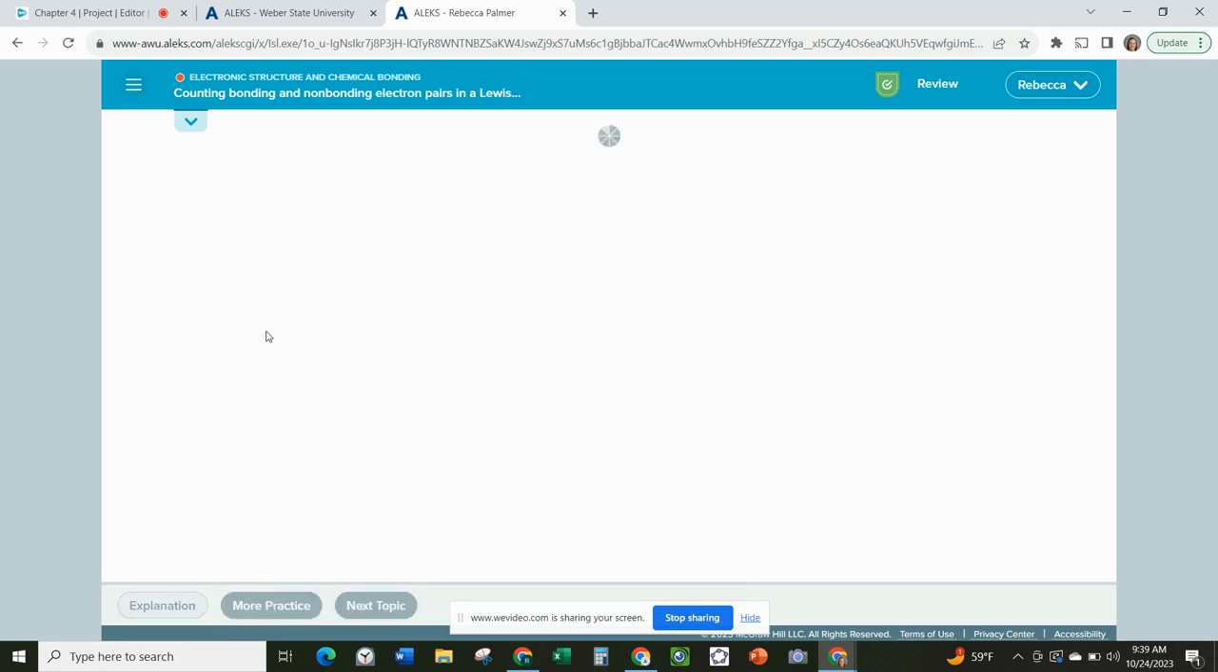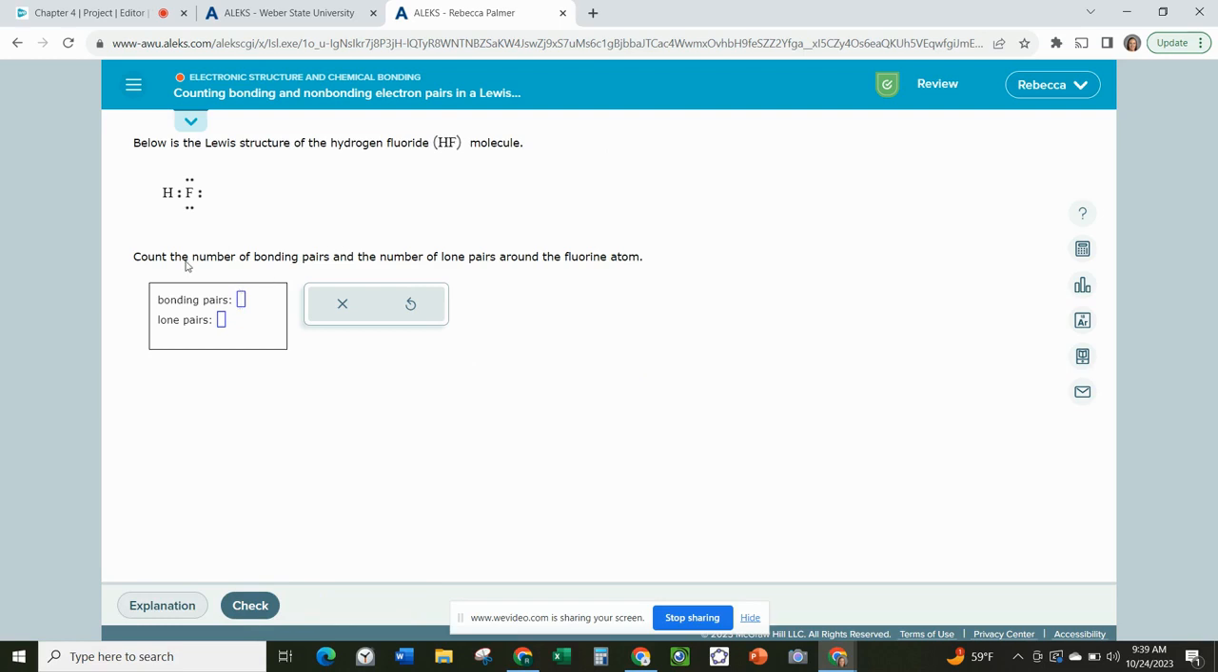Let's practice another one. We're looking at the number of bonding pairs and the number of lone pairs around the fluorine. So here's the fluorine. There's one pair between the hydrogen and the fluorine. So that's one bonding pair. If it's between, it's bonding. And then 1, 2, 3 pairs of non-bonding or lone pairs. So this is a lone pair, 1, 2, 3. I was hoping there would be an example with a double bond.